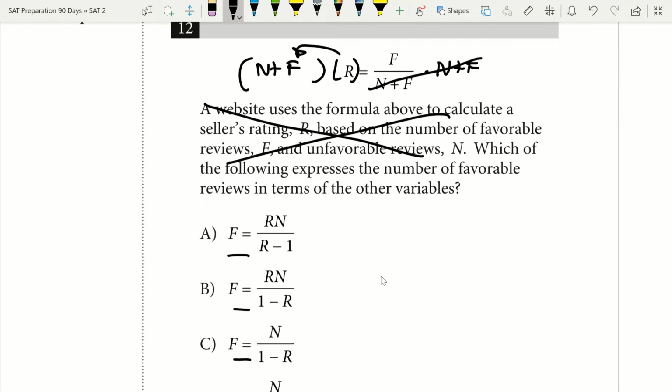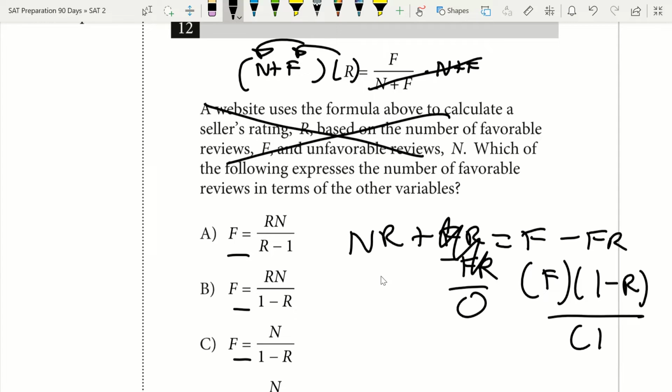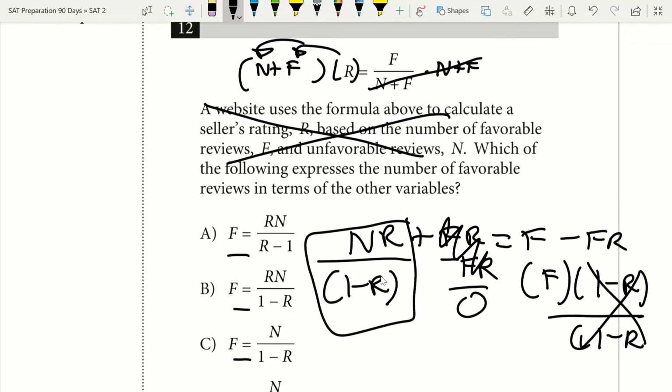Okay, I distribute. Now I'm going to have NR plus FR equals F. I've got to subtract FR because I've got to solve for F, so I need all my F's on one side. I do that. Now I see I can factor out F. Now I can just do F times 1 minus R. At that point, I divide each side by that 1 minus R to get F equal to something. Now I have NR over 1 minus R, and that'll be my answer for what F equals. NR over 1 minus R.